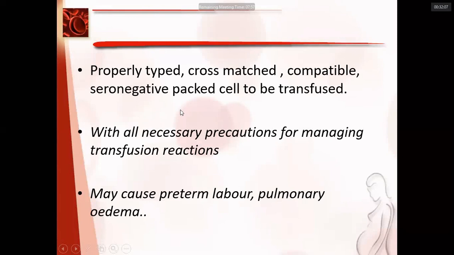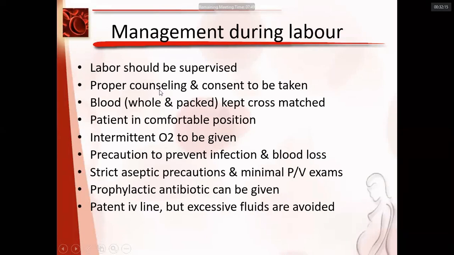And blood transfusion, remember, may trigger preterm labor and pulmonary edema, so we must be very cautious while transfusing blood. Management during labor should always be supervised as it is a high-risk pregnancy. Early counseling and consent is to be done, and we have to be ready with whole and packed cells which are properly typed and cross-matched. The patient is kept in a comfortable position, maybe propped up with intermittent oxygen. All necessary precautions to prevent infection, like routine antibiotics, may be in hand. And to tackle blood loss, oxytocin and blood should be ready.